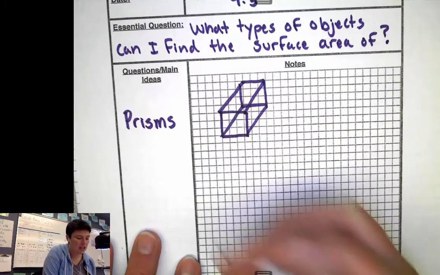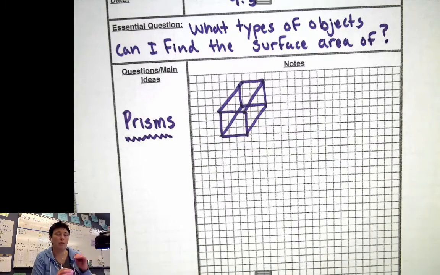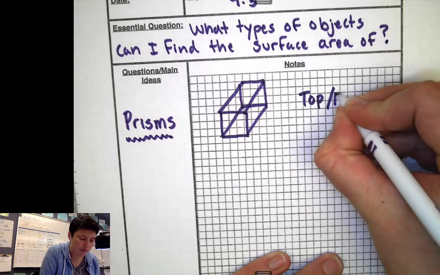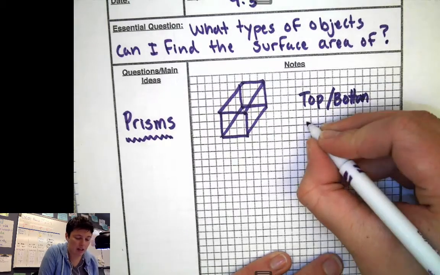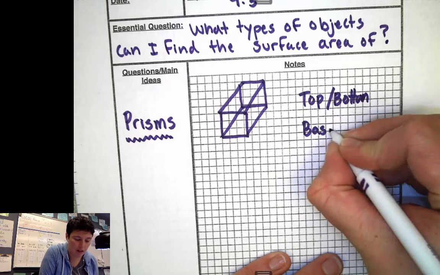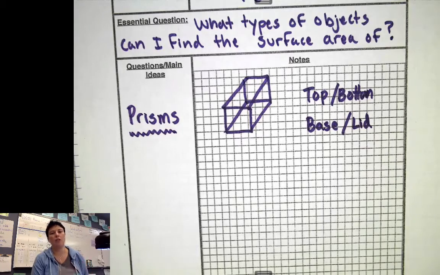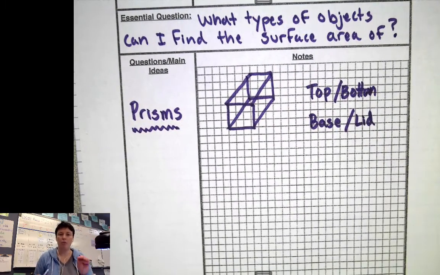I think the key thing to note about prisms is that matching top and bottom, the base and the lid. You can think of it as top and bottom, or you can think of it as a base and a lid. However you want to think about it, it matches. So we've learned how to find the surface area of these things. We break it into parts. We do top, bottom, left, right, front, back, and we look at all those sides.